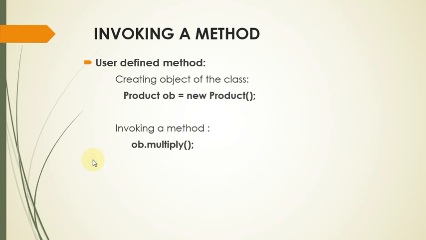Since the method multiply is a member method of the class product, to invoke the member method we have to create the object of the class product, and hence here we have created the object of the class product, and through the object, we can invoke the method named multiply.